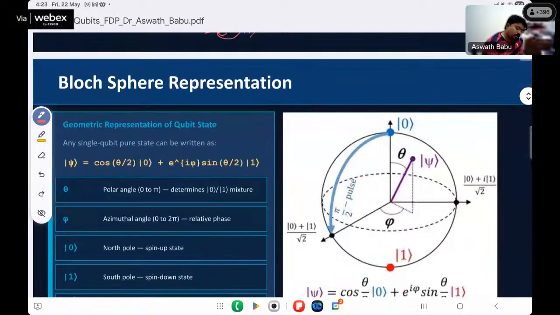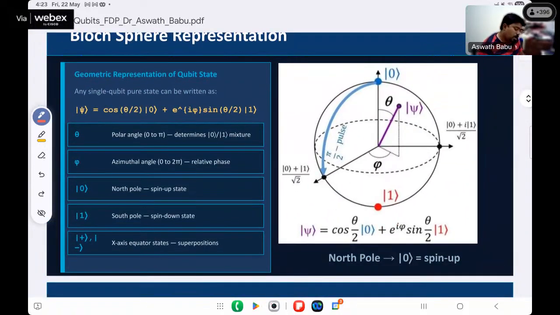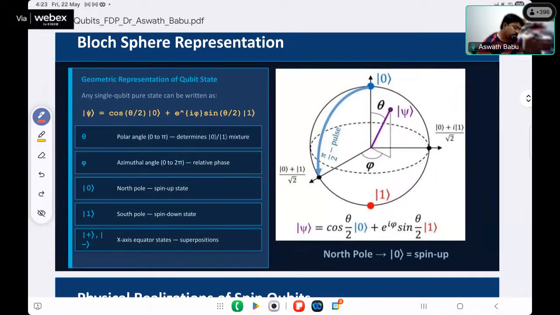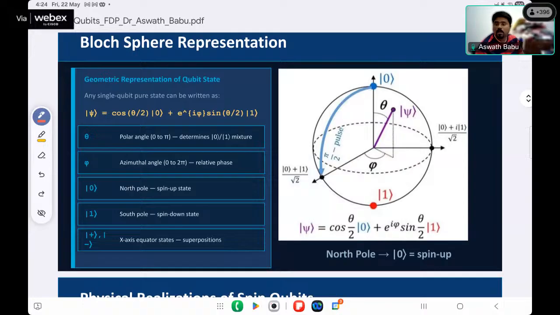Okay, then let's go further. How do I represent these spin qubits? Like any conventional qubit, how do we represent it geometrically? We take a three-dimensional polar coordinate system and represent it there. You write alpha as cos theta by 2, and beta as e to the i phi times sine theta by 2, where theta is the polar angle and phi is the equatorial or azimuthal angle.